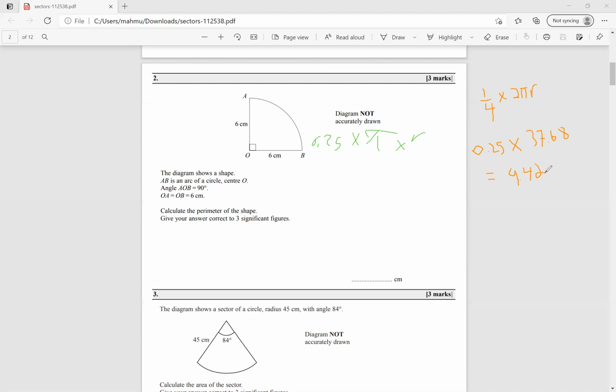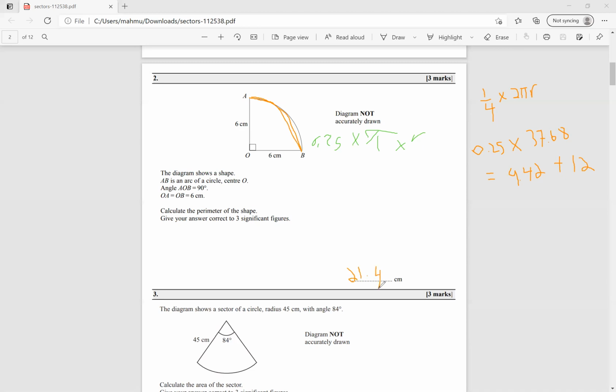Let me see again. So 2 times 3.14, 6.28, times 6, 37.68, yes. Then times 0.25, 9.42. Then you add the 6 and 6, the two sides. So this 9.42 is the perimeter of this side, right? Yeah. Now we add 6 and 6, so we add another 12. So the answer should be 9.42 plus 12, 21.42. That should be your answer.